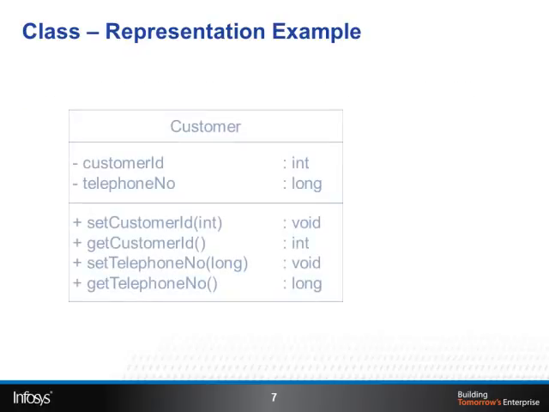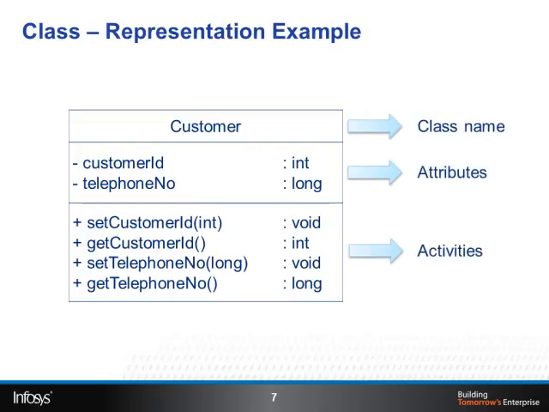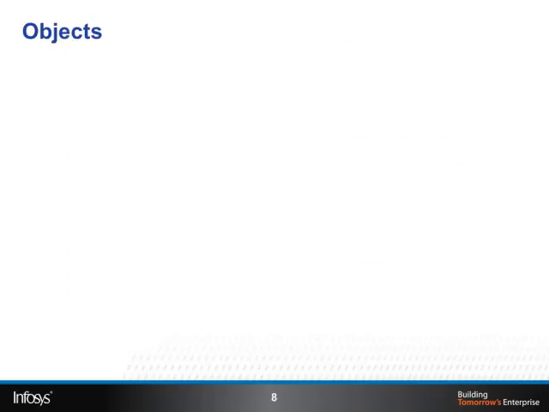In the illustration shown earlier, customer can be represented as a class. Observe the class diagram for the customer class. Let us discuss about objects in more detail.